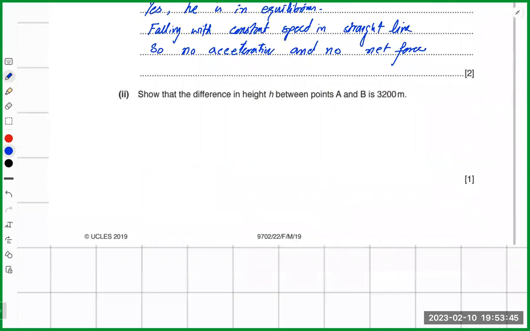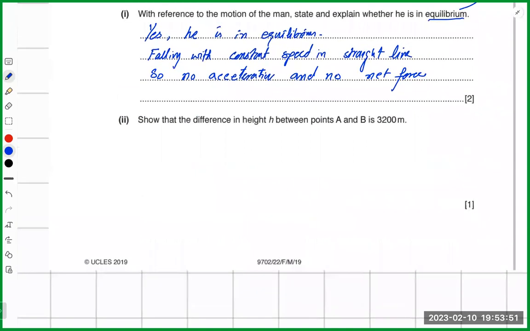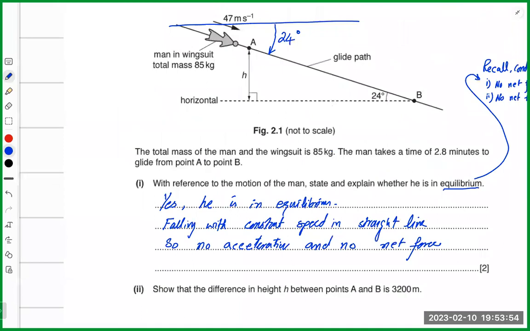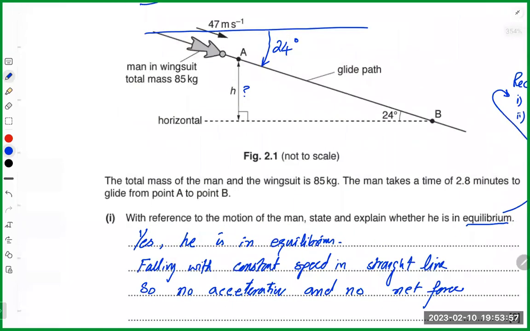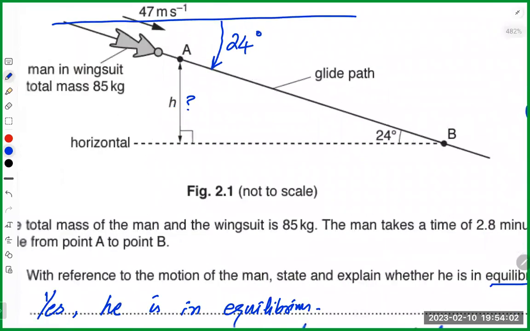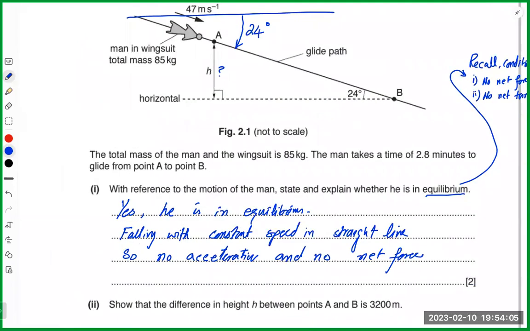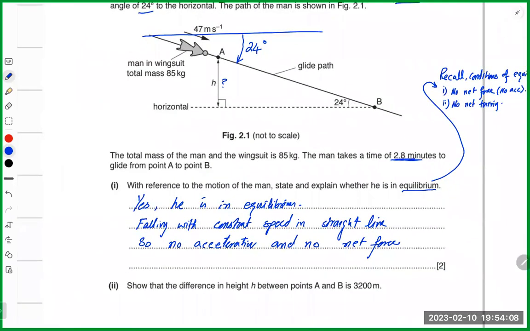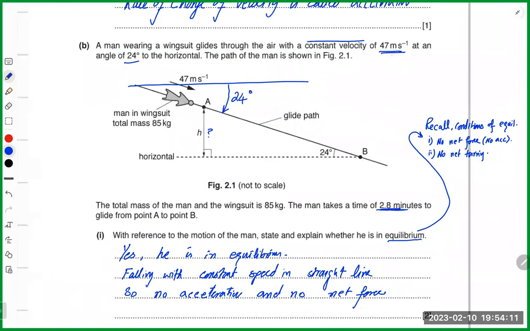Show that the difference in height h between the points A and B is 3200 meters. So we are looking for this. How long is A to B? This depends on how much time there is and what the speed is. These two things together can tell you how much distance is between A and B. And then using trigonometry, we can find out height h.